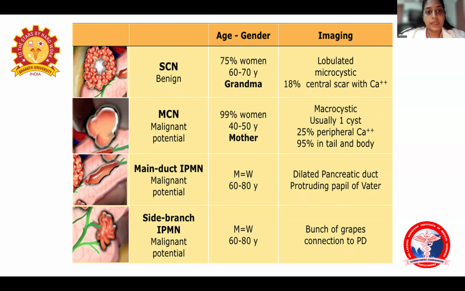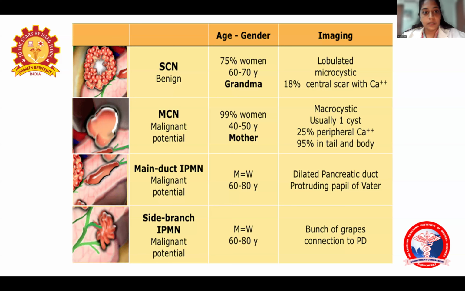Serous cystadenoma is benign. It is a benign condition. It is 75 to 80%. It is present in women, and the presenting age group is somewhere between 60 to 70 years. So we call this a grandma lesion. To help you remember, serous cystadenoma is a grandma lesion.